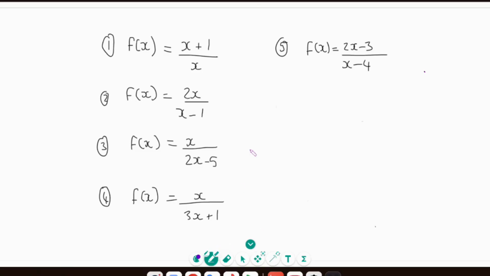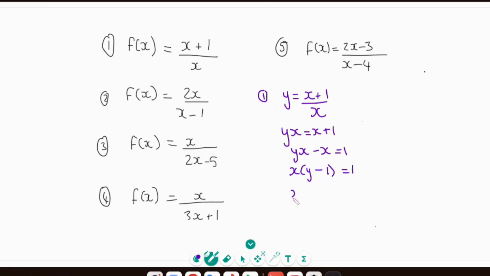Okay, let's start with this first one. Make x subject by timesing both sides by x. Bring everything with an x on one side. I'm going to take x off both sides. Factorise into a single bracket. Make x a subject. And then I'm going to write in function notation form.